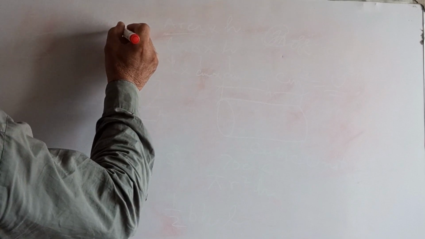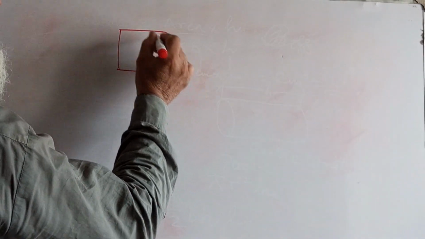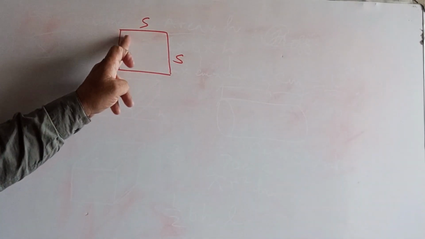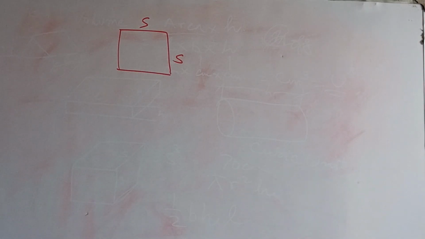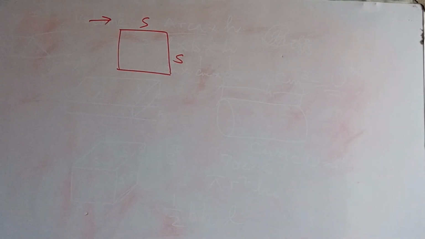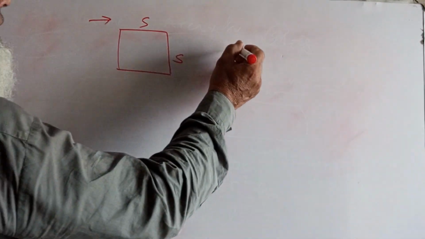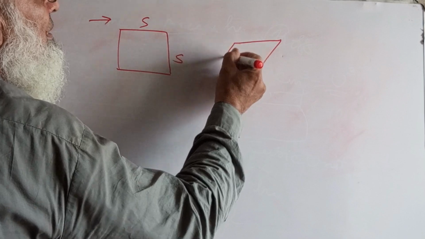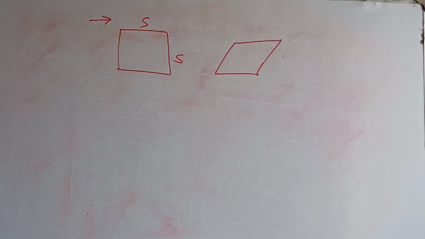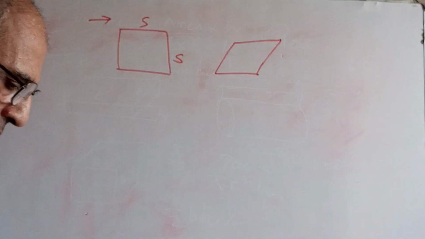For example, it was square. When it was square, all the sides are equal, and the angle is 90-degree all over the square. But if I press this, I exert a force upon it, what will happen? It will be like this. Now, you can say that this is the deformed form of a square. Now, what is this? This is called a rhombus.